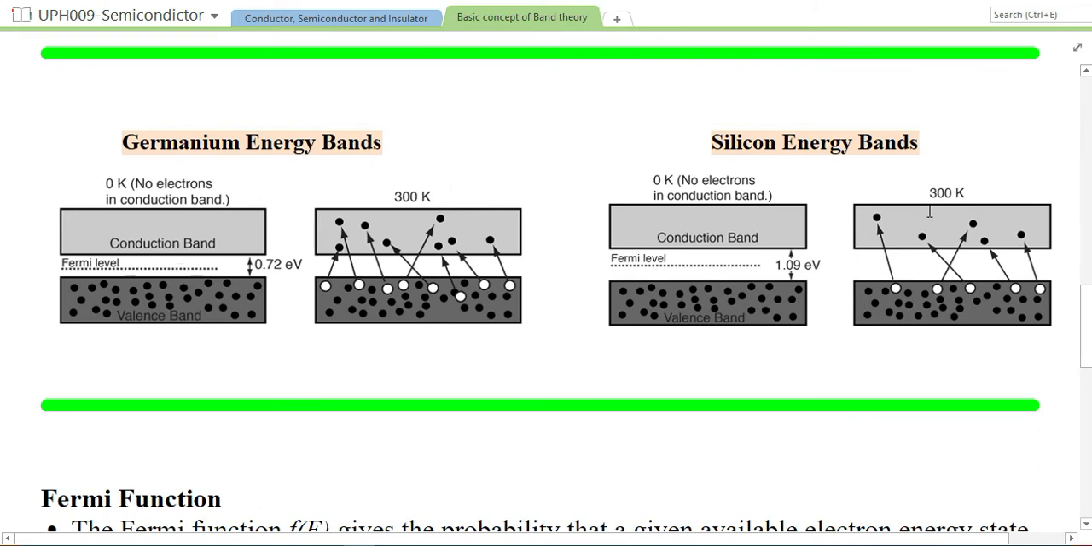So this is what I described just now, that at 0 degree K, the Fermi level is somewhere in between, and most of the valence band is filled, but there is none in the conduction band. But if you raise the temperature, some of the electrons go up into the conduction band, and those conduction electrons are available for conducting electricity. So that's for germanium, and this band gap for germanium is 0.72 electron volt, and that's for silicon, which has a little larger band gap, a little more than 1 electron volt.